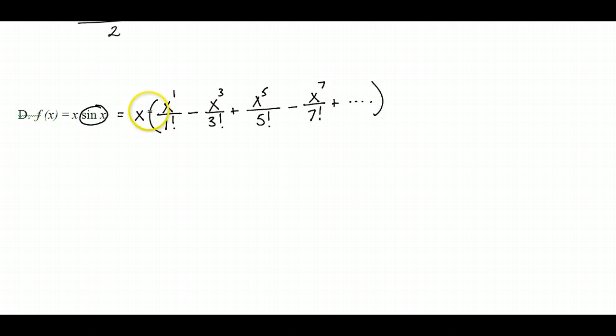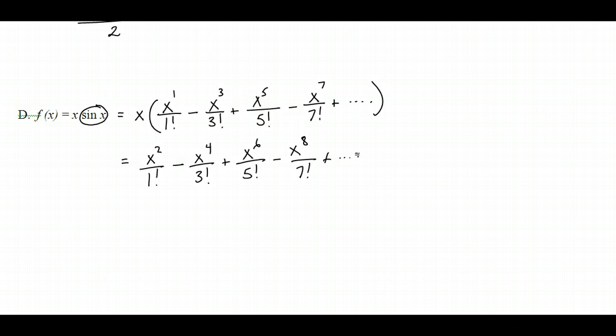If you're going to multiply this by x, we just have to distribute the x to all of our terms. That's a really easy thing to do. So I can just say it's x squared divided by 1 factorial minus x to the 4th divided by 3 factorial plus x to the 6th divided by 5 factorial minus x to the 8th divided by 7 factorial plus dot dot dot. We had that original polynomial for sine x, so multiplying it by x is not going to be hard. Now that I write this out, we can find the pattern and very easily write this as a power series.